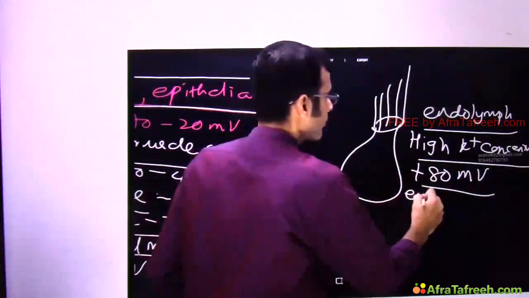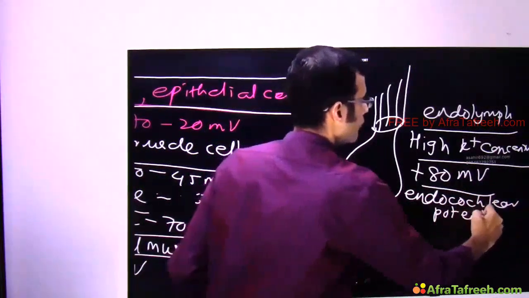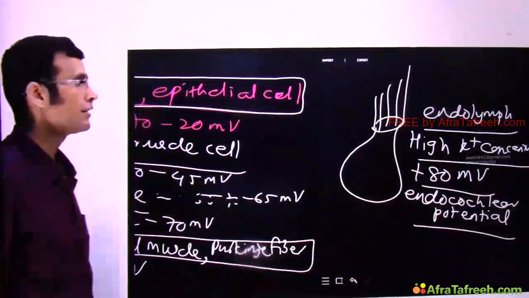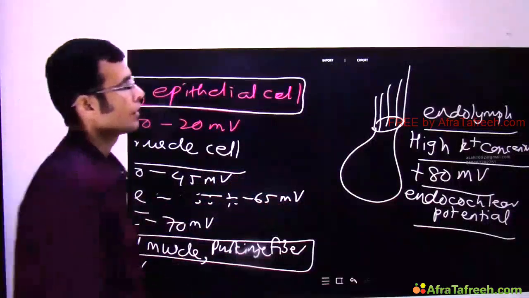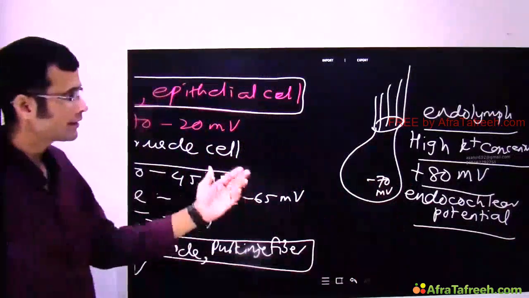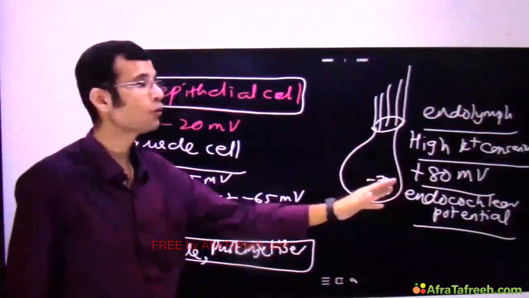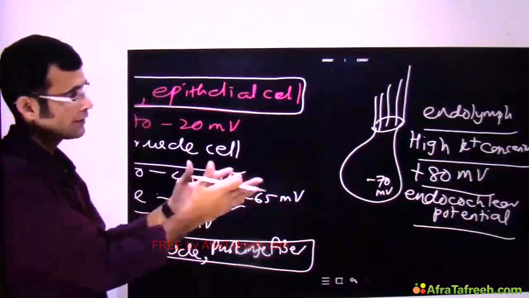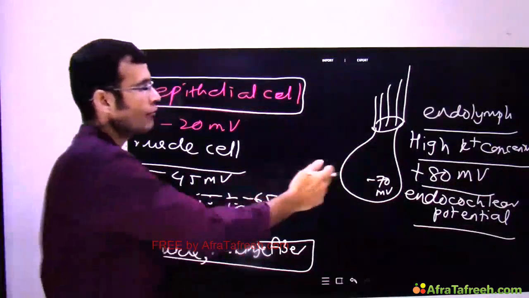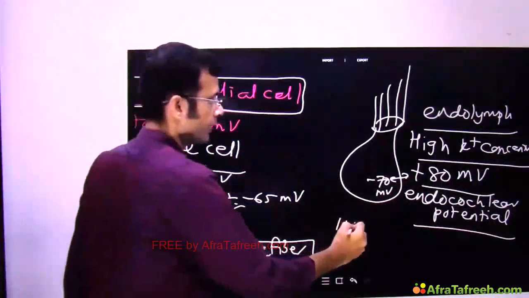This is called the endocochlear potential, or endolymphatic potential. So now it would be clear that the hair cell's membrane potential is -70 millivolts on the inside, but it is surrounded by a fluid which is not 0 millivolts but plus 80 millivolts, the endolymphatic potential, and therefore the transmembrane voltage difference would be 150 millivolts across the membrane.